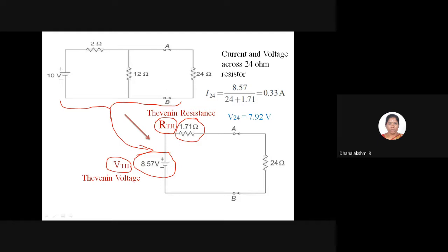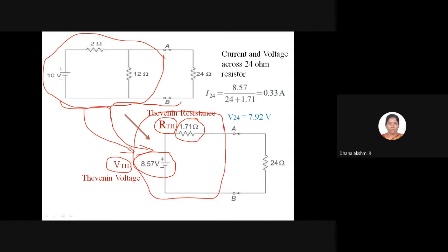Here the idea is that we replace this entire network or circuit with a single voltage source which has a resistance in series. So this is our Thevenin's equivalent circuit. Like this, any linear two-terminal network can be reduced into a single voltage source in series with a resistance. So this is the idea of Thevenin's.